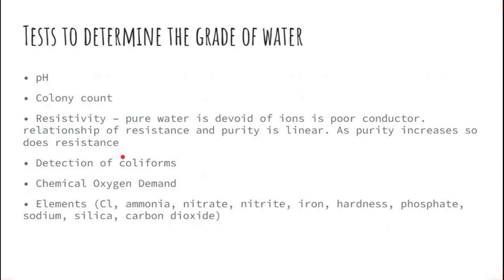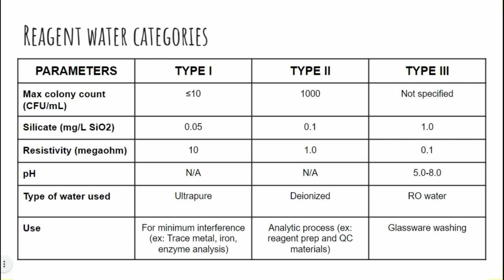Resistivity, pure water is devoid of ions and it is a poor conductor. The relationship of resistance and purity is linear. As purity increases, so does resistance. Meaning, mas resistant, mas pure. Again po, mas resistant, mas pure.